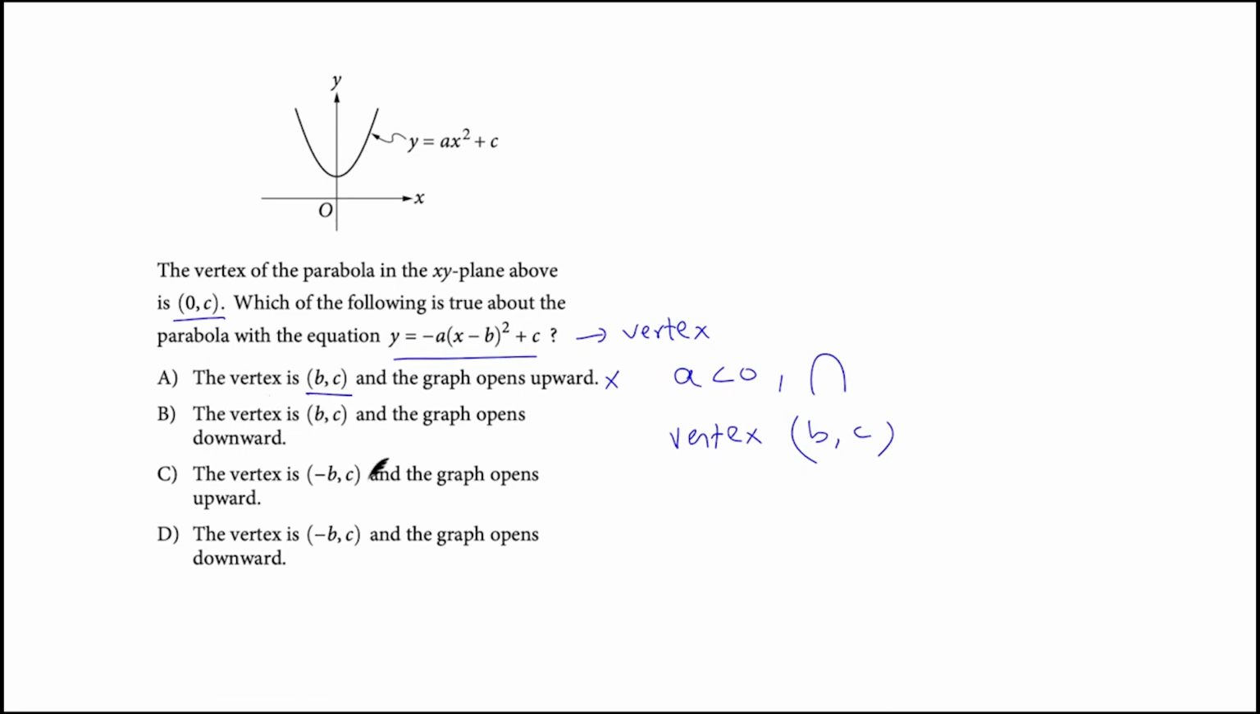Let's just keep it. Let's look at the other options. The vertex is (minus b, c). No, please be careful with the negative sign. This is wrong. The vertex is (minus b, c) and the graph opens downward. No, this is wrong. The vertex is (b, c). The answer is definitely option choice B.